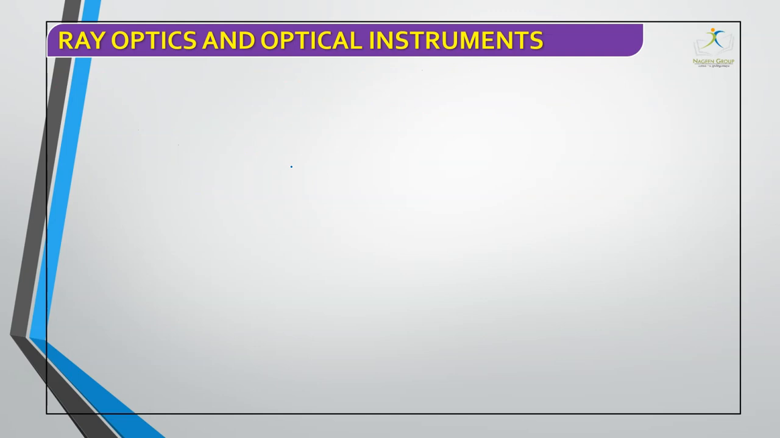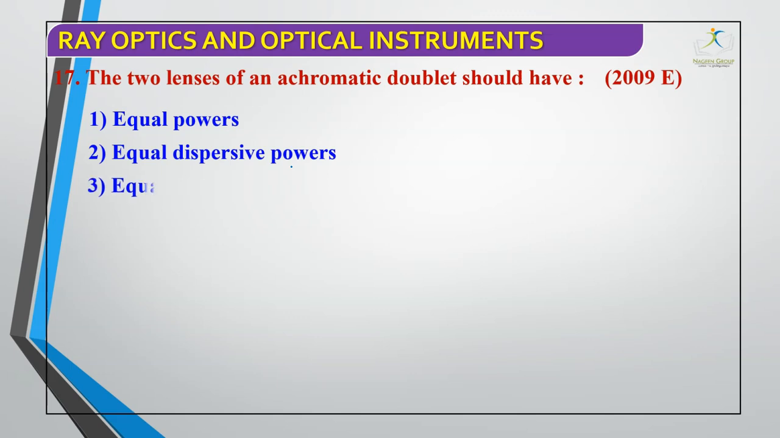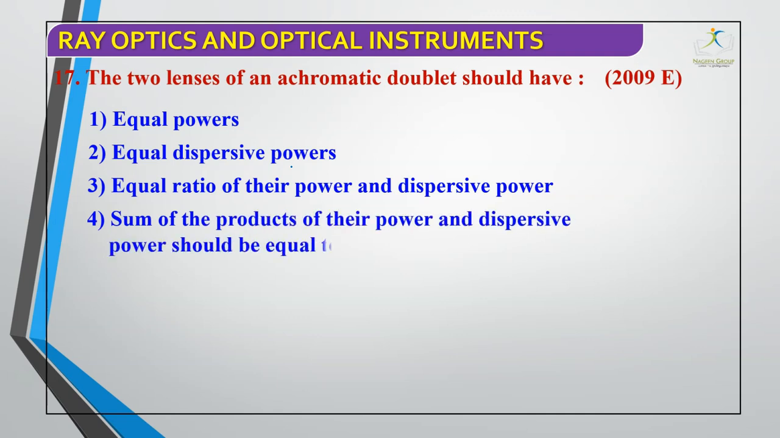Next question we have. The two lenses of an achromatic doublet should have equal powers, equal dispersive powers, equal ratio of their power and dispersive power, or the sum of the product of their power and dispersive power should be equal to 0. The solution is completely conceptual, that's why I'm just moving with the option. So the sum of the product of power and dispersive power should be equal to 0.